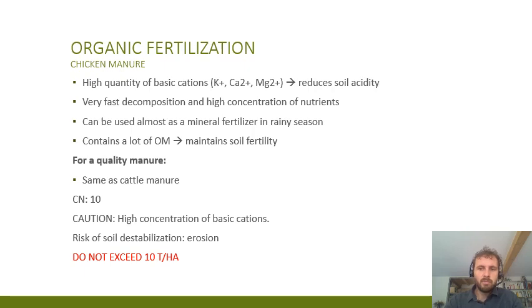You should take the same measures as for cattle manure to store it, and it can have a CN ratio around 10. You should be careful because it has a high concentration of basic cations, and this can cause a destabilization of the soil and erosion if you add too much. So you should not exceed 10 tons per hectare of chicken manure. If you want to add more, you should mix it with ruminant manure or other fertilizers.